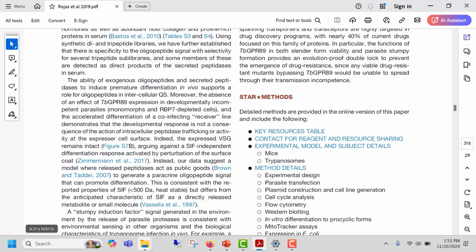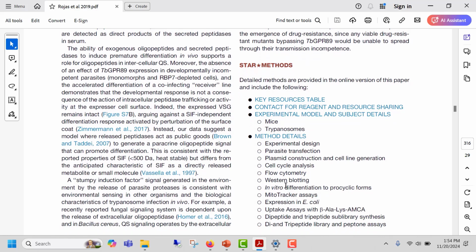So if you want, you can go through the methods and techniques that they have used. But currently, I think they'll be beyond the scope of your class. If you're interested, you can watch a YouTube video or read up on these techniques. For example, you can study how to do a cell cycle analysis, what flow cytometry is, what Western blotting is, and what the different kinds of microscopy techniques are. But that is beyond the scope of the current discussion.